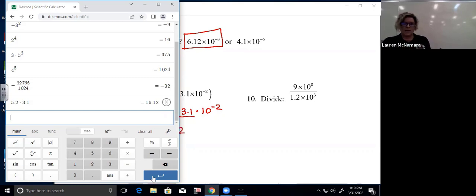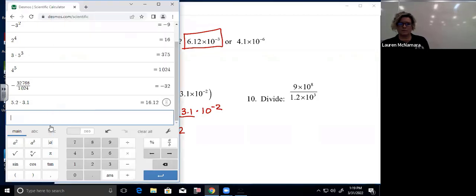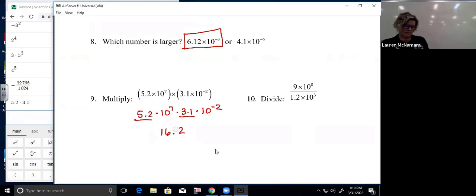I get 16.2, or excuse me, 16.12. Okay, there we go. Got it right. And then I have times 10. Well, I'm multiplying my 10 to the 7th times 10 to the negative 2. So I add the exponents and I get 5.